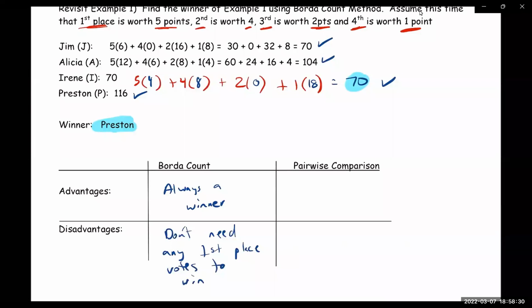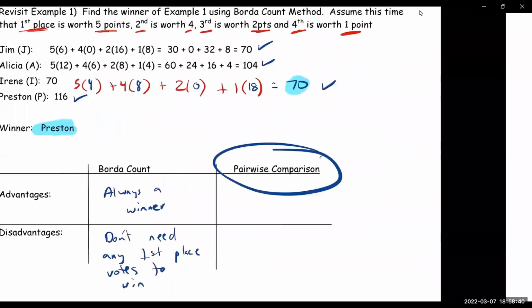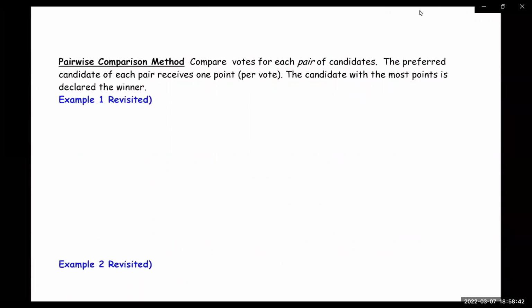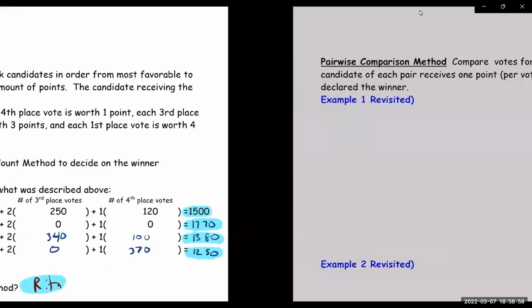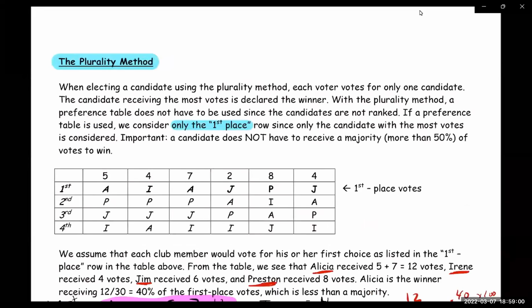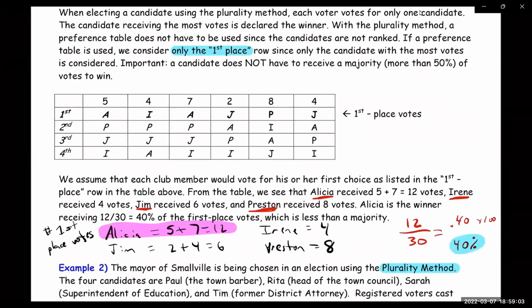All right, so now we have one more method to go. Let's look at the last method. It's called the pairwise comparison. Compare voters for each pair of candidates. The preferred candidate of each pair receives 1 point per vote. The candidate with the most points is declared the winner. So we have to do this with example 1, and then we'll do it with example 2. So let's do example 1 first. I'm going to copy and paste this table so that we don't have to keep going back and forth.